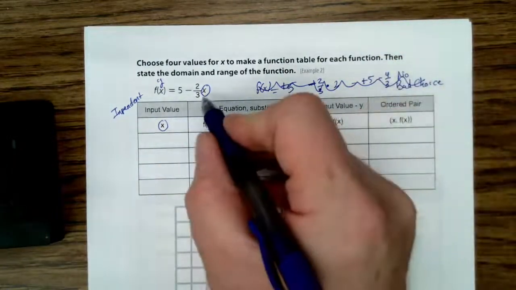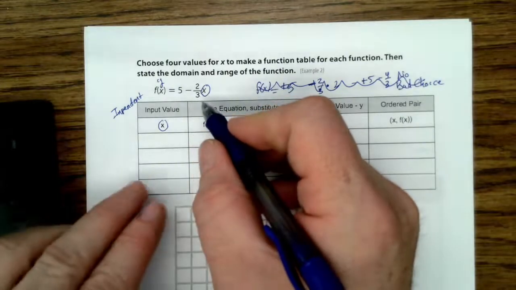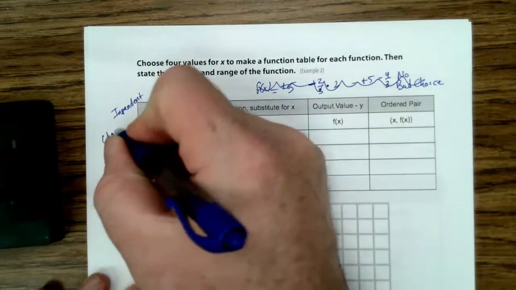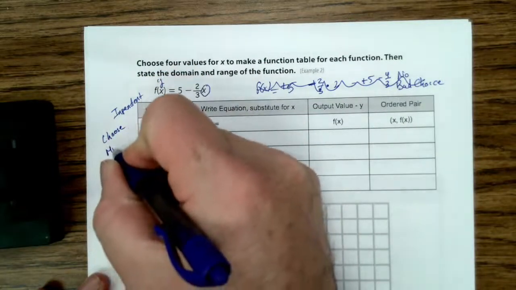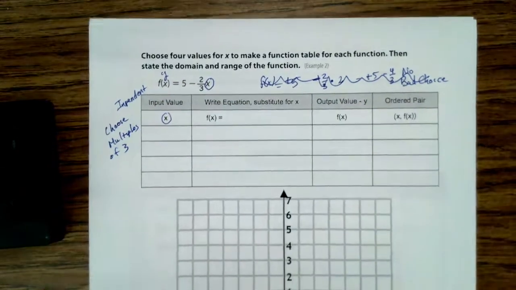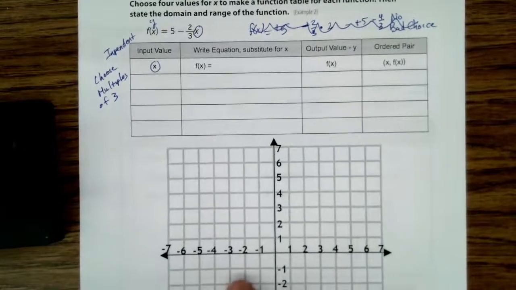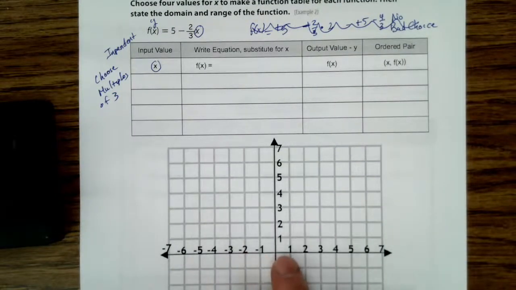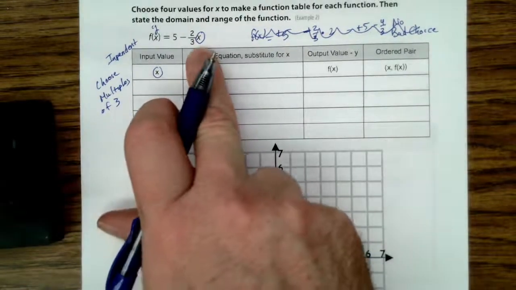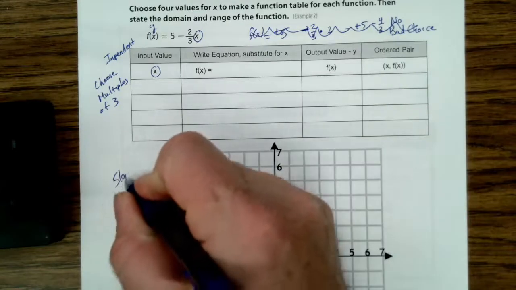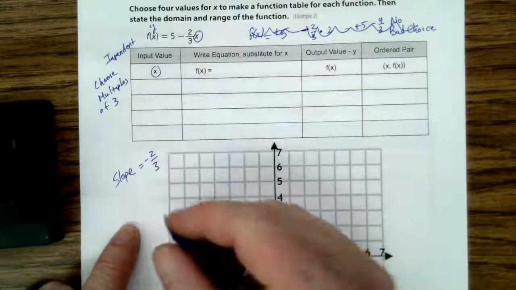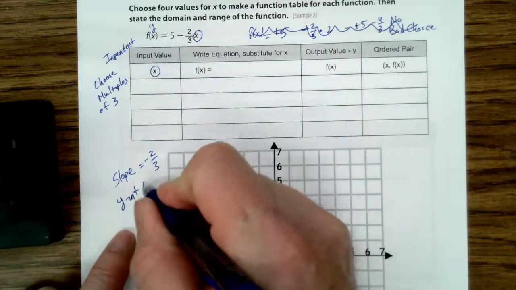A better choice would be, I know it's being divided by 3, so I need to choose multiples of 3. Okay? Because I also need to get numbers that are left and right, so I can get a nice line that goes diagonally. If I look at the slope of this line, it is equal to negative 2/3. We learned how to graph this, and we have a y-intercept of 0, 5.